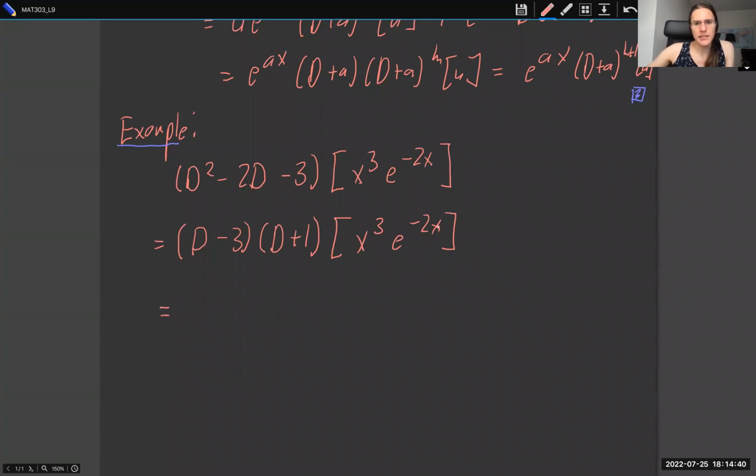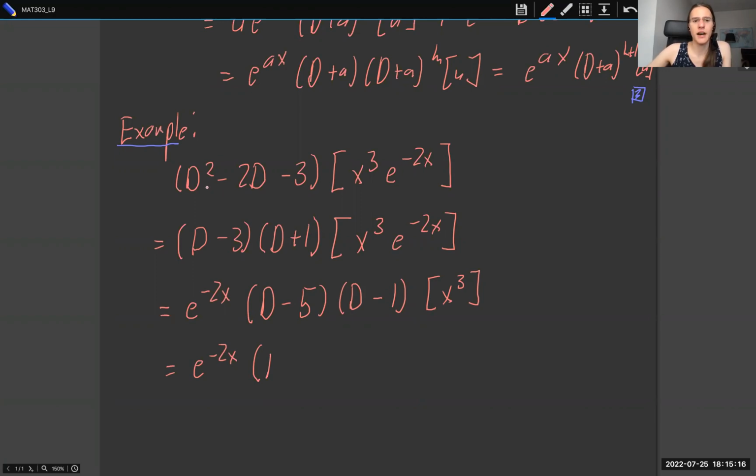Then I can pull out the e to the negative 2x at the front. And what happens is that D becomes D minus 2. So this is D minus 5, and then D minus 1, applied to x cubed, which is e to the negative 2x. And then we're going to actually unfactor this. I didn't have to factor it originally. I could have just substituted D minus 2 into the equation and then expanded it out. So the factoring was entirely superfluous, but it helps a bit. So D squared minus 6D plus 5, I think, is the result, applied to x cubed.